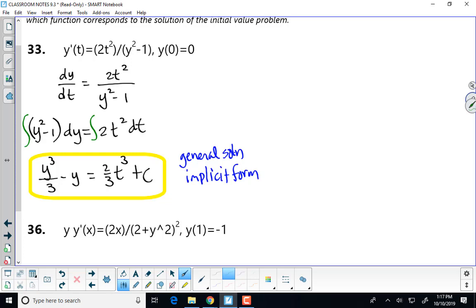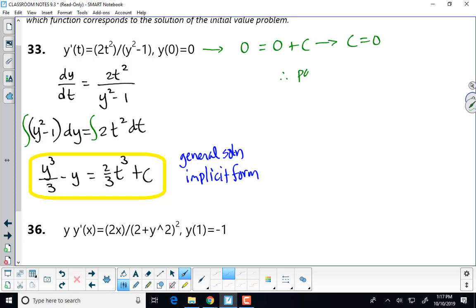So general solution, implicit form. Now this is one where we can't solve for y, so we're not going to be able to find an explicit solution. But we still can find a particular solution in implicit form. So y of 0 is 0. If y of 0 is 0, we're going to plug in 0 for y and 0 for t. So this tells us that c is 0.